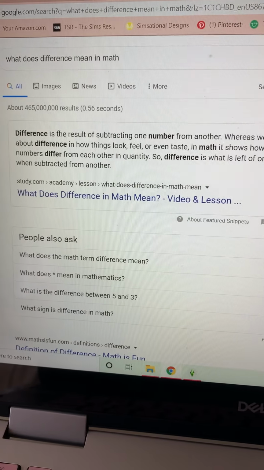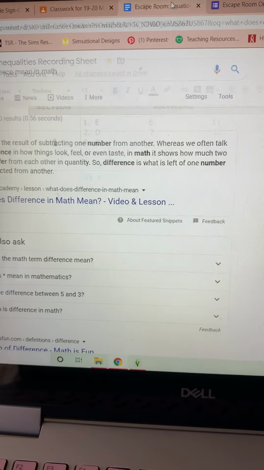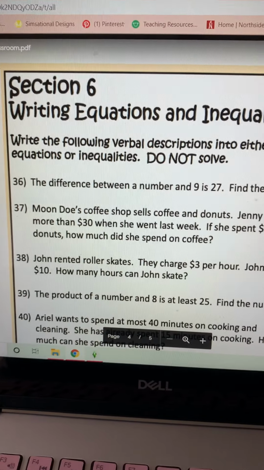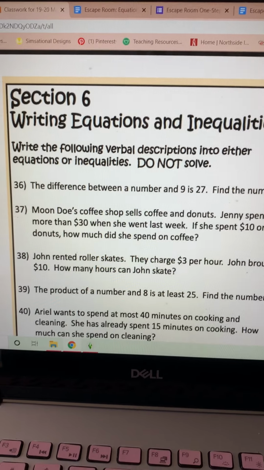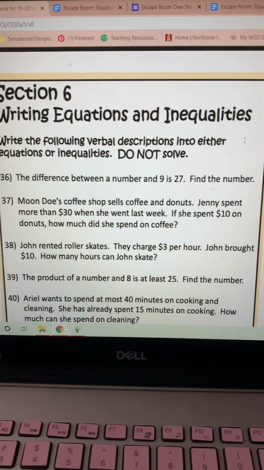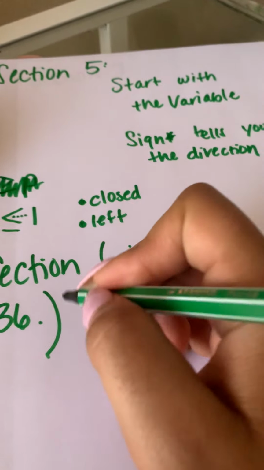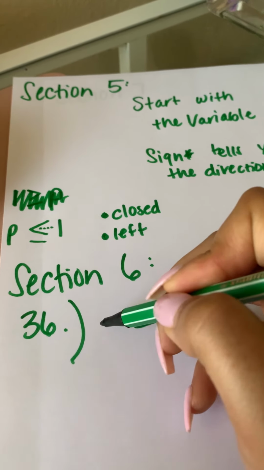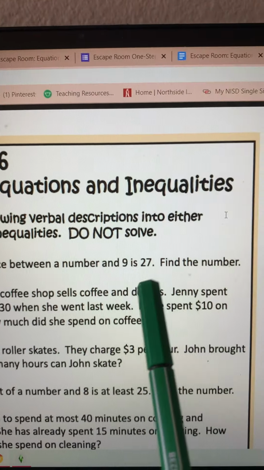What does difference mean in math? Let's look. Difference is the result of subtracting one number from another. Okay, great. So now I know that the word difference means I'm subtracting something between a number. Well, it says a number, so that means that I don't know it. If I don't know a number, I'm just going to replace it with x. So I know I'm going to subtract a certain number and 9, okay? And it's going to be, or is, 27.